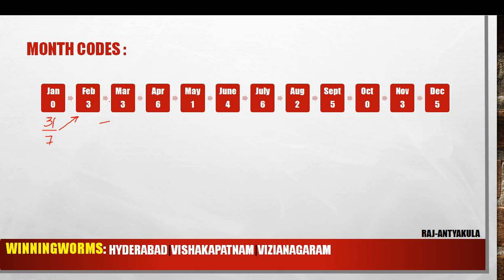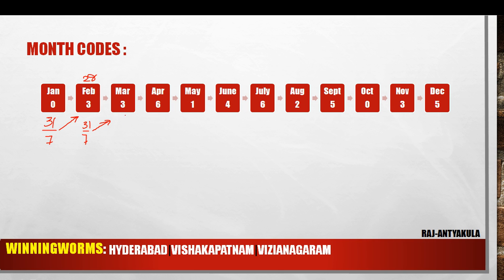Now how to find the month code for March? The number of days in February is 28, and the month code of February is 3. So 28 plus 3, how much? 31. When 31 is divided by 7, how many days are left over? 3. So 3 is the month code for March.